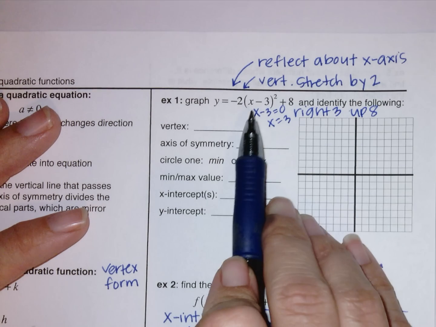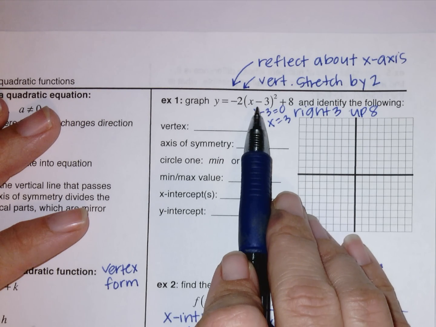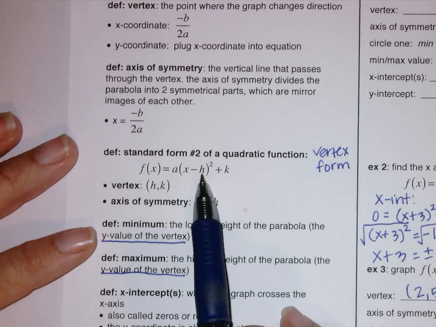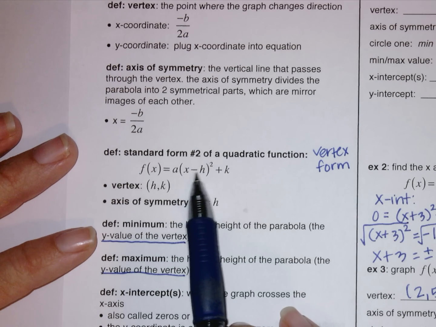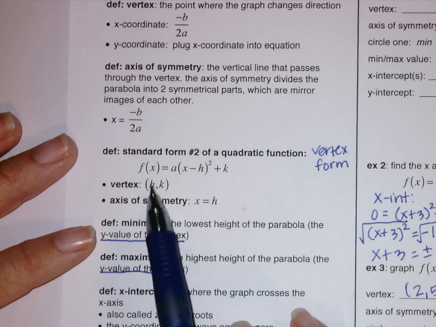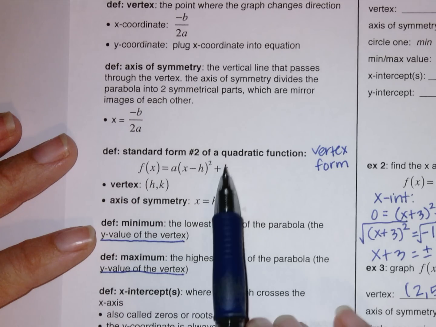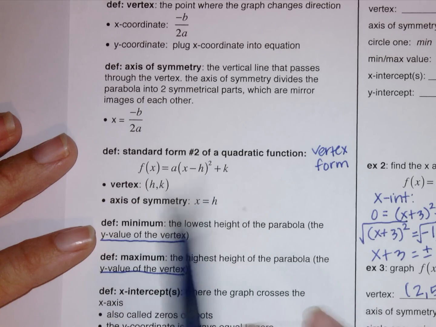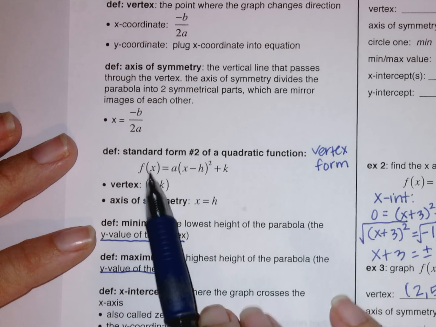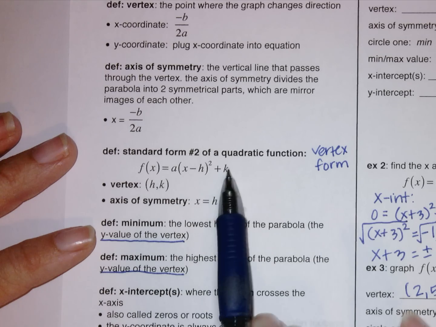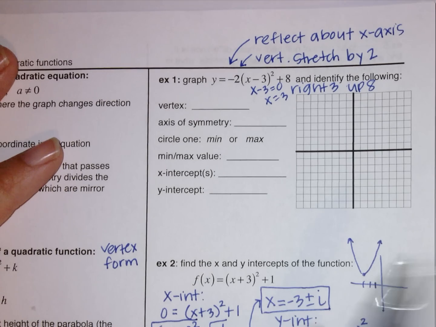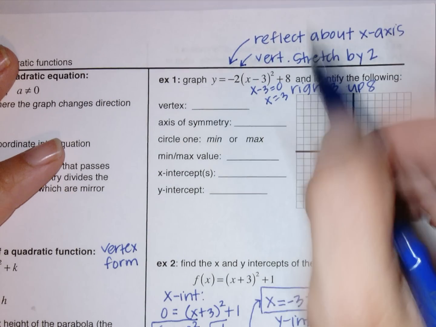Well, the other thing that you can see right from this is that it's in vertex form. The x-coordinate of your vertex is in with your x, but you're doing the opposite. And then the k, you don't do the opposite because functions are solved for y, and since that's the y-coordinate, you get to take it right there. So over here on this one, the vertex is going to be (3, 8).